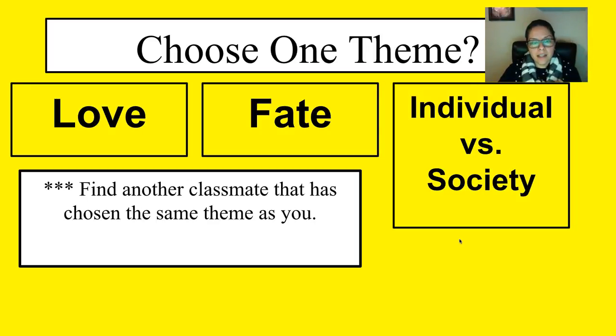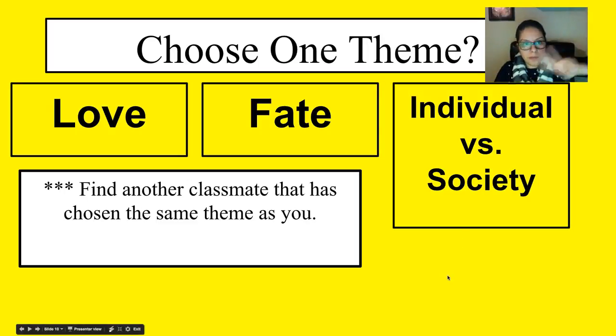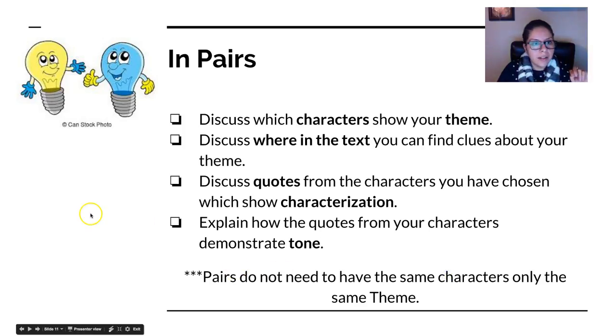Okay, now look around. Within your groups, so we have love over here, go ahead and pair up with somebody, and you can choose anywhere in the classroom where you want to work. Fate does the same thing. You're going to pair up with somebody and choose anywhere in the classroom where you want to work. And individual versus society, you're going to pair up and work together. Everybody, just two people, pairs. Not three, not four. All right, in your pairs, you're going to complete the following. You're going to choose the characters that show your theme. You're going to prove where in the text they show the theme. You're going to discuss your quotes. Okay.